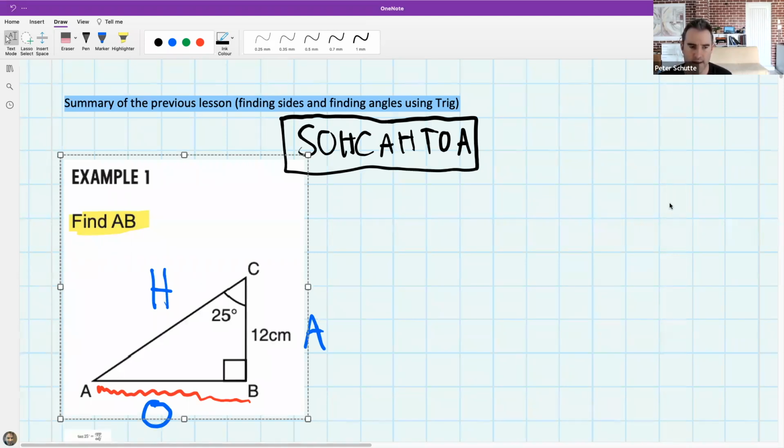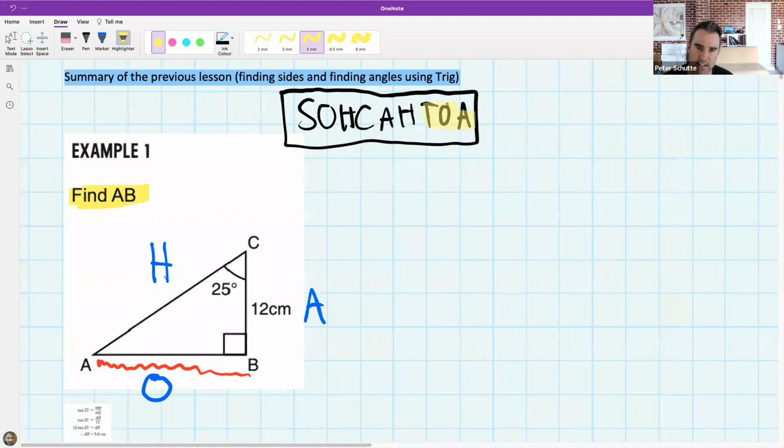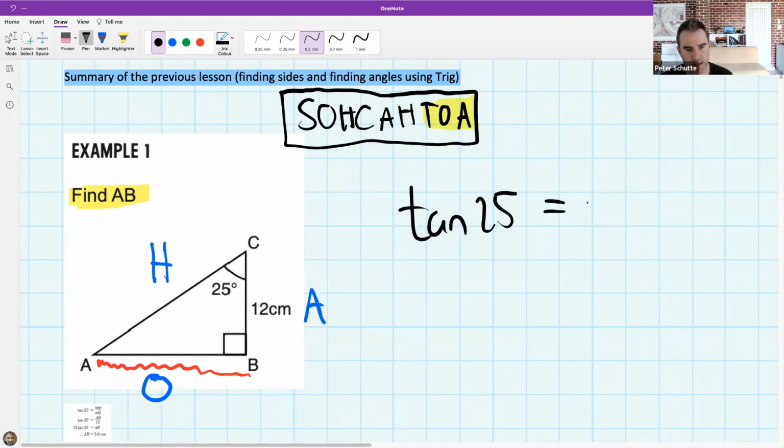Yep, okay. So the way we do this is we say, look, we want to know what AB is, but that's the opposite. And we've got the adjacent. So what trig ratio uses O and A? It's going to be tan. And so we write the tan of 25. I can even do this with you. We write the tan of 25 is going to be equal to O over A, which is 12.